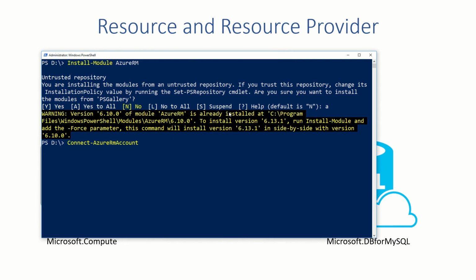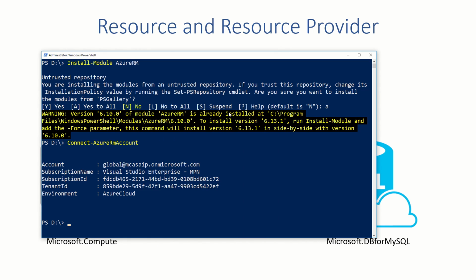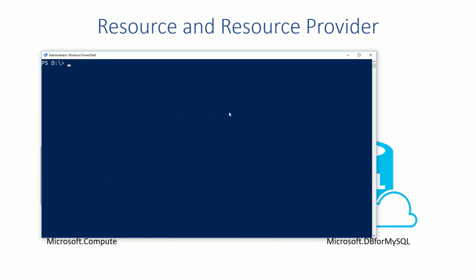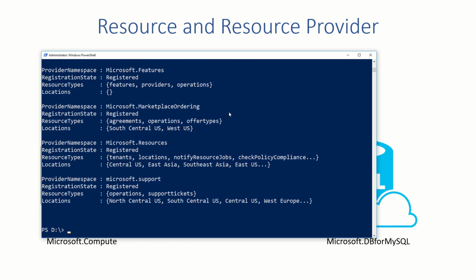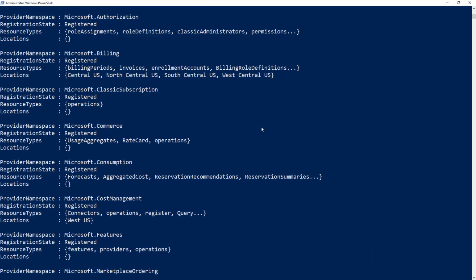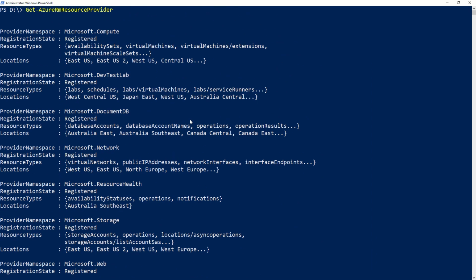So in order to get the list of resource providers, you have to type Get-AzureRmResourceProvider. That's it. Now, I might not get a full list because I have deployed only one VM. So in most cases, what it will show you is only those resource providers which are registered with your subscription. If a particular resource provider is not registered, it will not get reflected here.